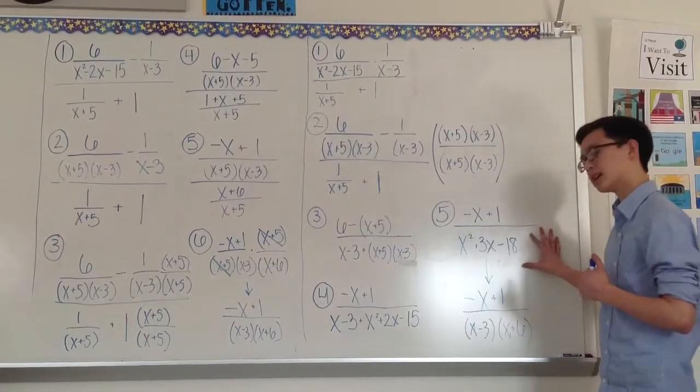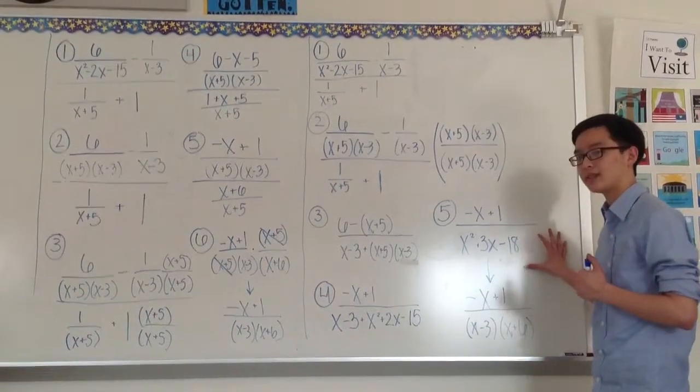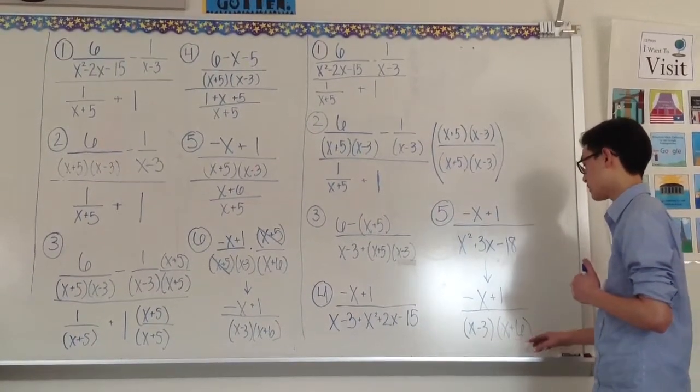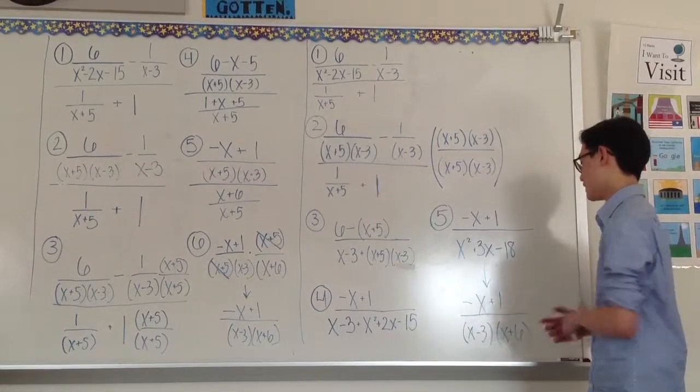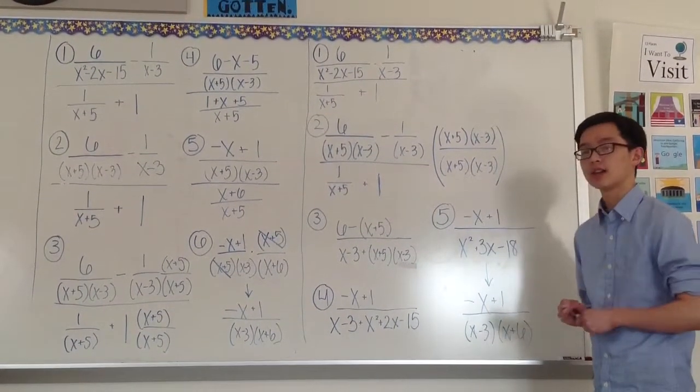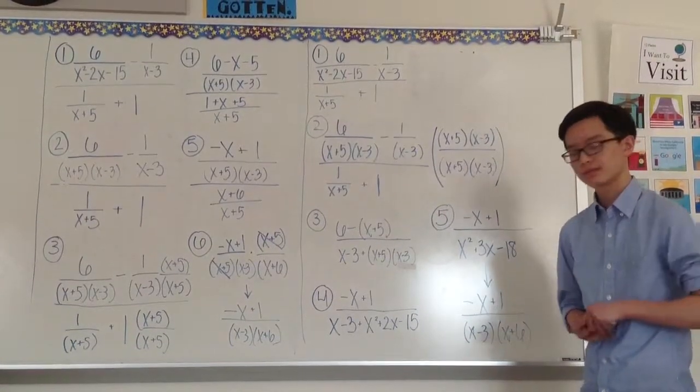But this polynomial right here, if you notice, it can be simplified and factored out. And once you factor it out, you get x minus 3 times x plus 5. So my final answer is negative x plus 1 all over x minus 3 times x plus 5. That is correct as well.